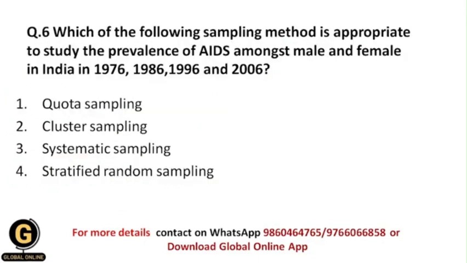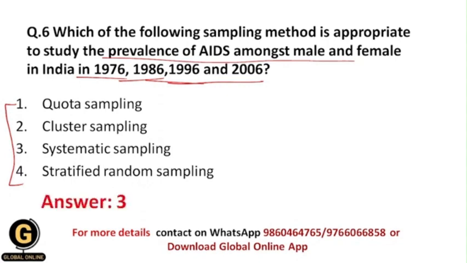Next, which of the following sampling techniques is appropriate to study the prevalence of AIDS amongst male and female in India in 1976, 1986, then 1996 and 2006? So which of these sampling techniques would you use whenever you need to study the prevalence of AIDS among male and female candidates in India in the years 1976, 1986, 1996, 2006? So students, you will go for systematic sampling. So let me explain why.